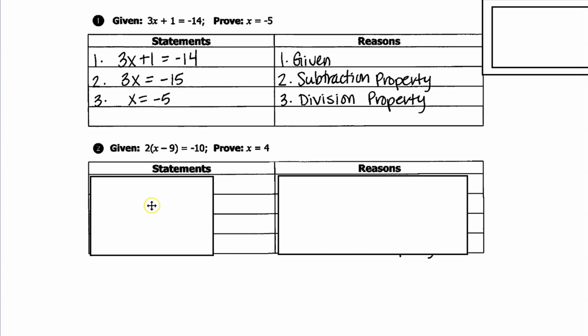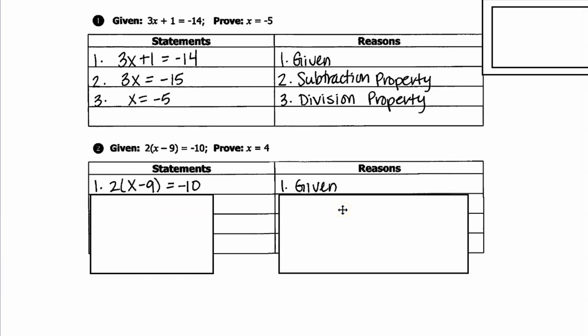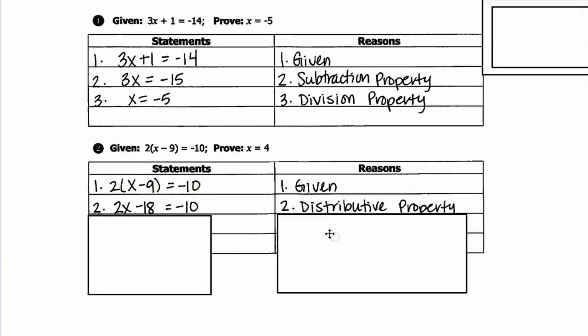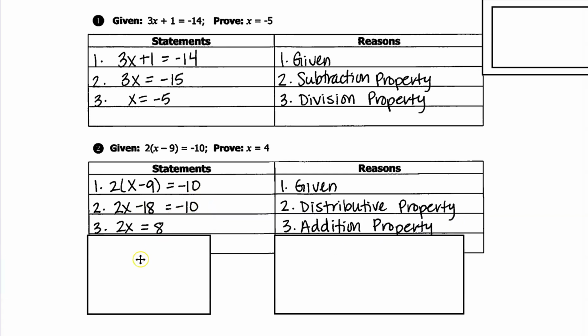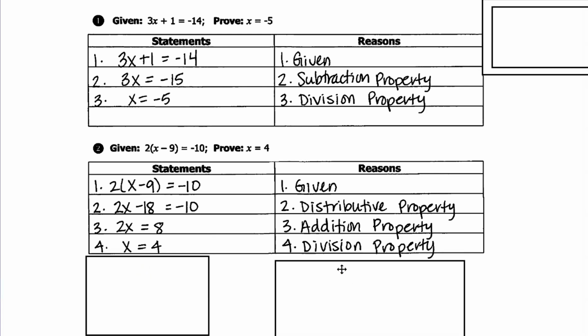All right, first thing we're going to do is we are going to write our given statement and write given. Now, what happened next? Well, obviously we want to get rid of these parentheses, so we're going to distribute this, right? So that would be the distributive property. Now, we're going to go ahead and add this 18 to the right side, which is the addition property. And finally, we're going to divide by 2, which is the division property.